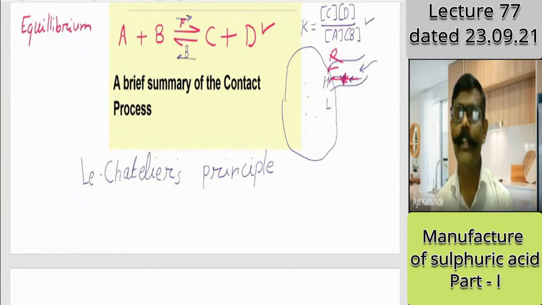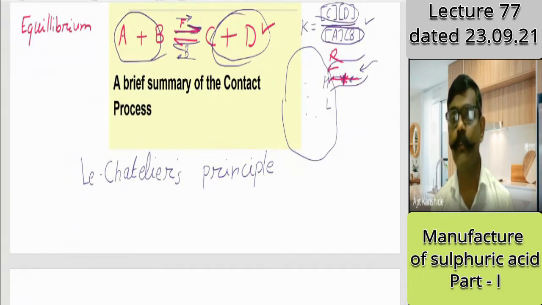Of course, it depends upon both the concentration of the product and the concentration of the reactant. Whoever is dominating will shift the reaction. If the products are dominating, then the reaction will shift towards the left side. If reactants are dominating, the reaction will shift towards what? The forward side. Students, are you understanding the basic concept of this equilibrium constant? Whatever I said now is the equilibrium constant?